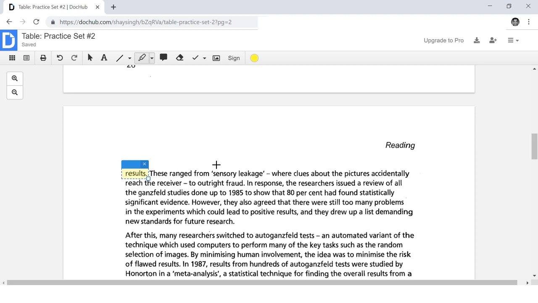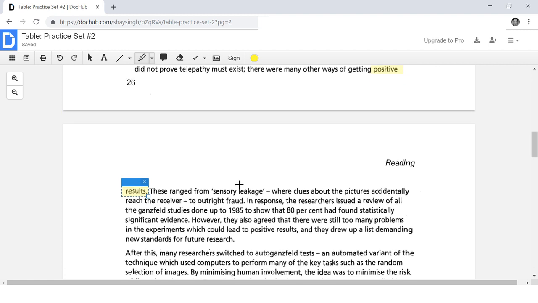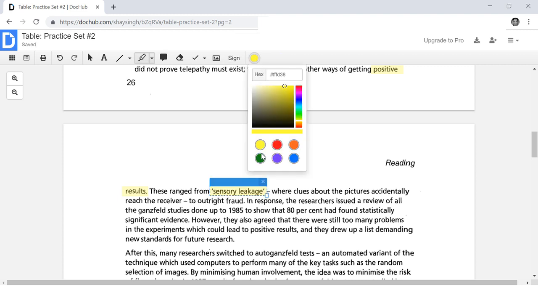Alright, so here we have the flaws which result from sensory leakage, because this can give us positive results in a wrong way, right? In a misleading way. It's giving us positive results when it shouldn't give those results. So it's saying that through sensory leakage, clues about the picture may be accidentally accessed by the receiver even when that is not intended. So that is the first flaw. I'm going to put that in green because I see that as our answer.